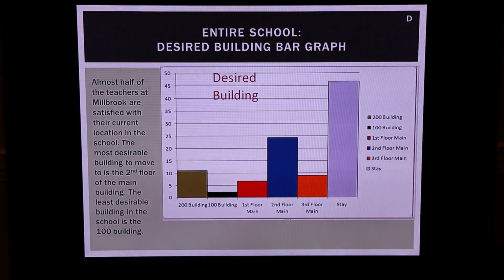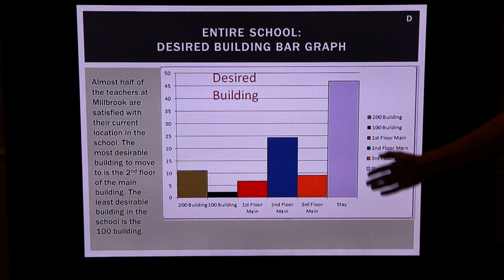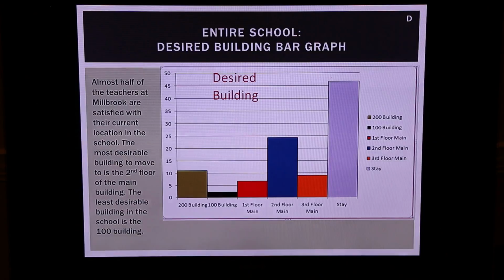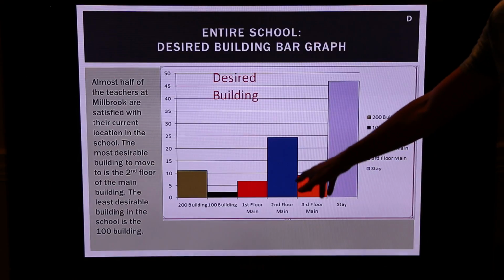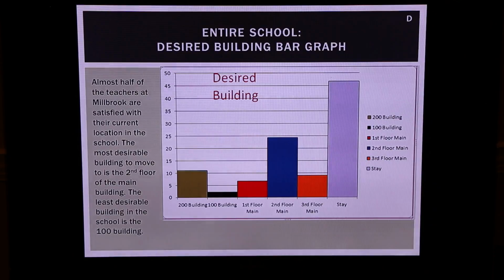So here we also asked them, if they could change their classroom, what building would they choose to go to. We could see that most Millbrook teachers would want to stay, which is a good thing. However, most teachers would choose to move to the 2nd floor and also to the 3rd floor. So it seems like the main building is winning the majority, which makes sense if it's the most renovated.